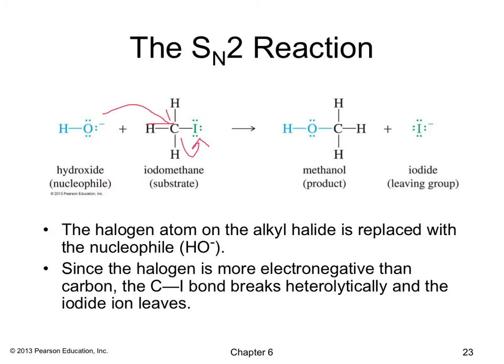So in this case, unlike the free radical reactions, you have a heterolytic cleavage instead of a homolytic cleavage, and your iodine is happy to leave and be floating in the solution. And so now you've just generated an alcohol in this case.